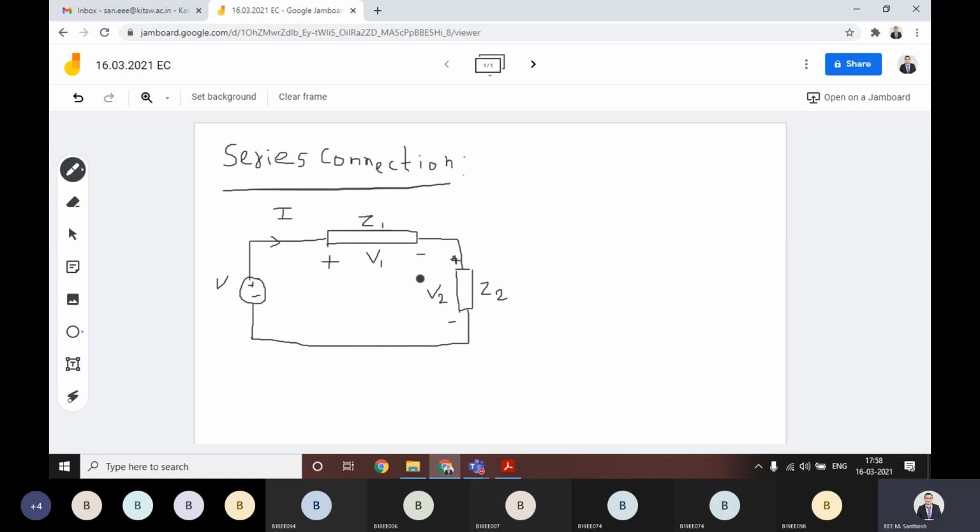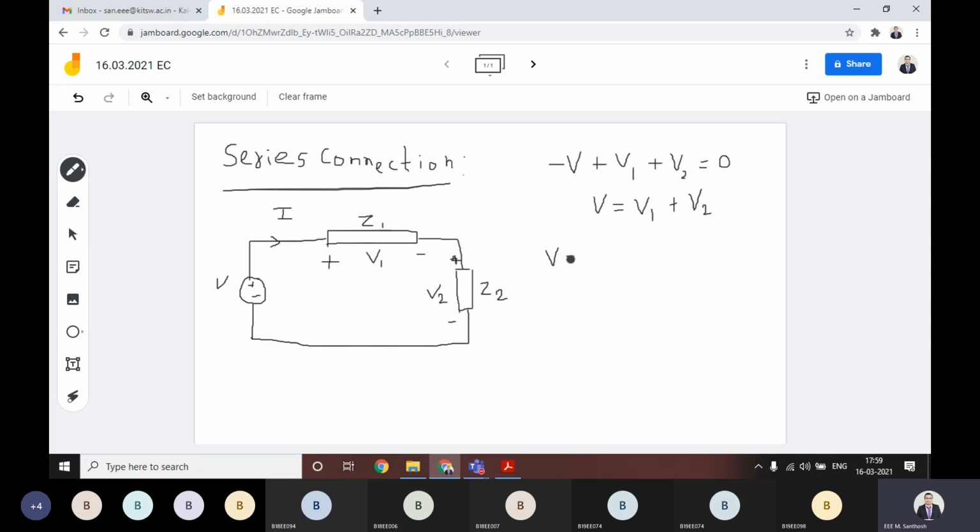Then, you know already, you have the loop here. If you write the loop equation directly, it will give you minus V plus V1 plus V2 equal to 0, right? What about the V value? V is actually dividing into two parts, V1 and V2 specifically.